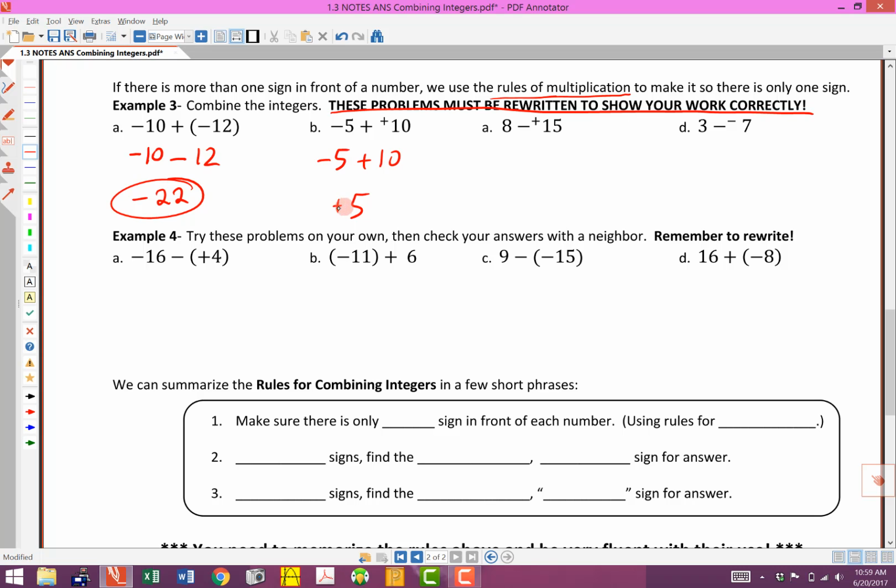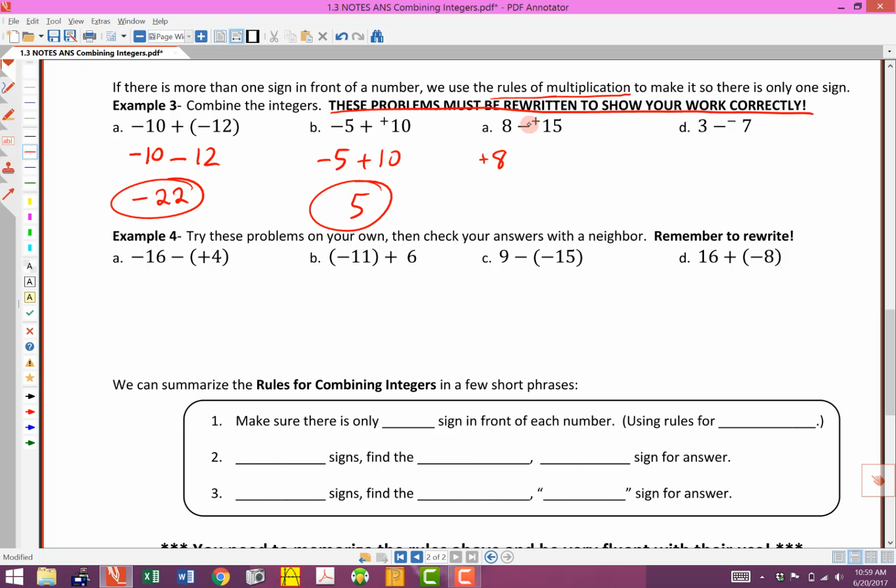So again, I could leave that positive right there and circle it and say I'm good. Or if I wanted to, I could just erase that and say, okay, the answer is 5. And everybody understands that that means positive 5. So let's take a look at this one. We've got an 8. That's understood to be positive. If you want to, you can write that down.